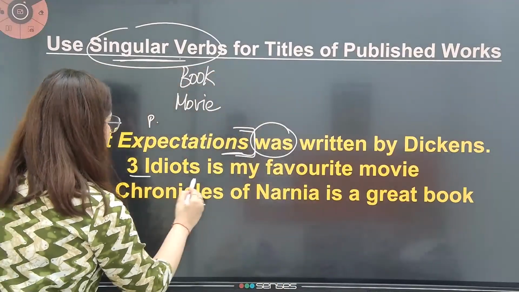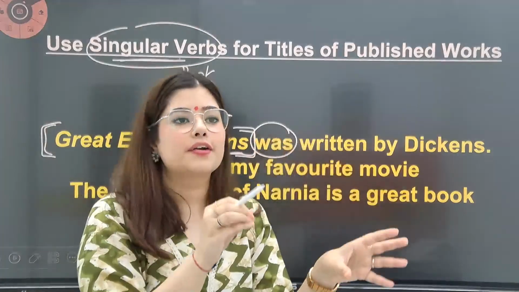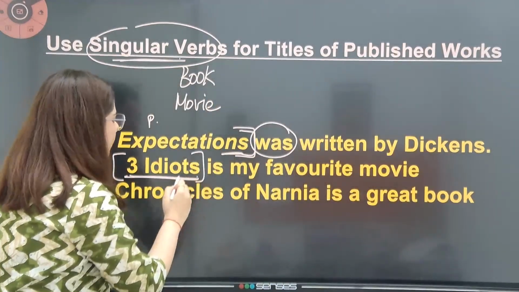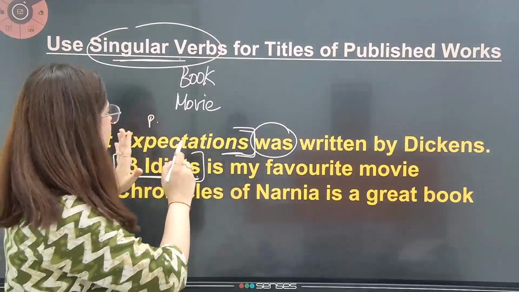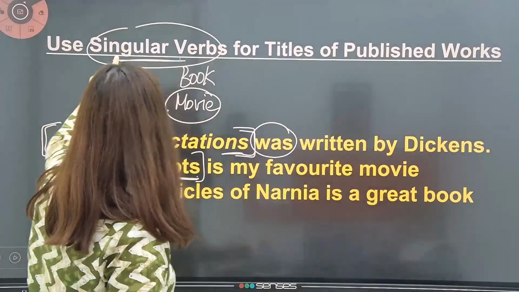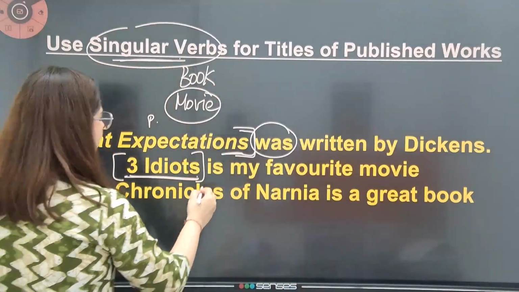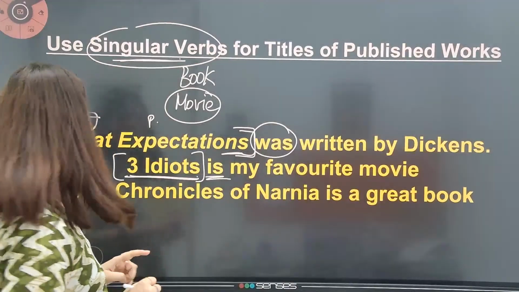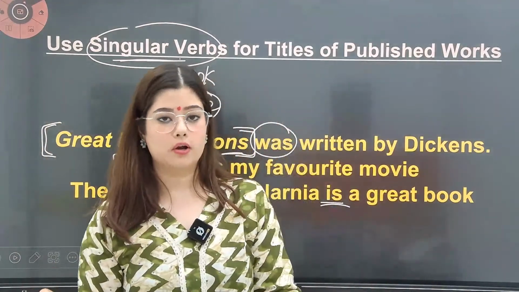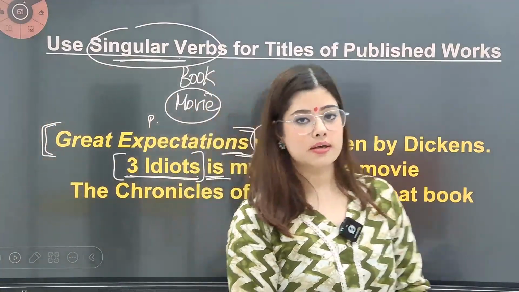Three Idiots, again, I'm not going to consider if the title is singular or plural. I'm just going to consider the fact that it is the name of a movie, and therefore I should be using a singular verb form along with it. Okay, so Three Idiots is my favorite movie. The Chronicles of Narnia is a great book. Along similar lines, we're going to treat it as a singular subject.